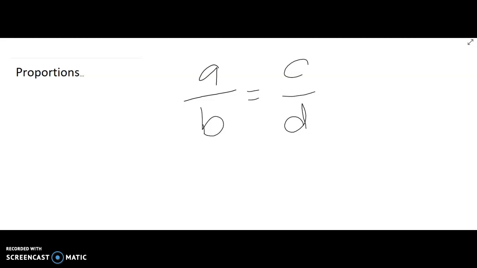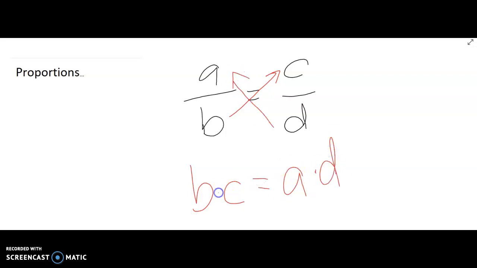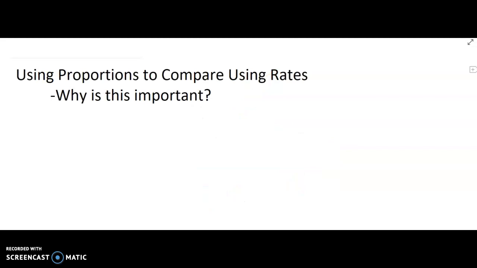So before I jump into that, let's refresh just how do we solve proportions? Cross multiply. So B times C can be set equal to A times D, right? So that's the nice thing. They are solved easily and we can use them in a lot of different ways. So this video is about using proportions to compare using rates.